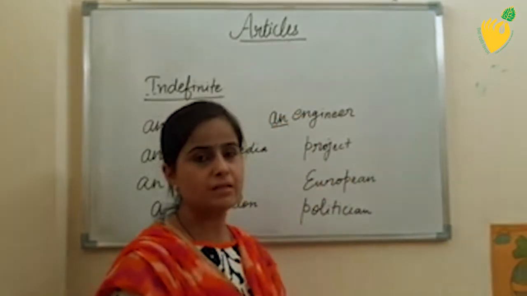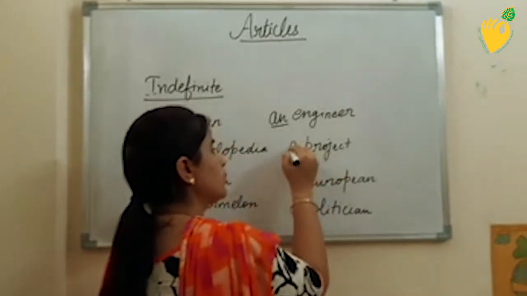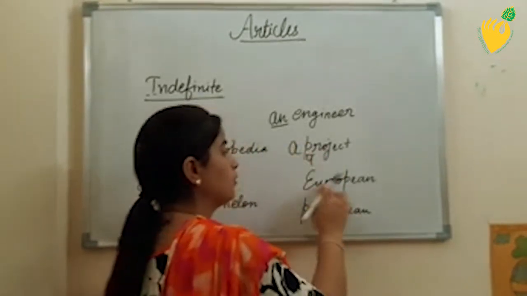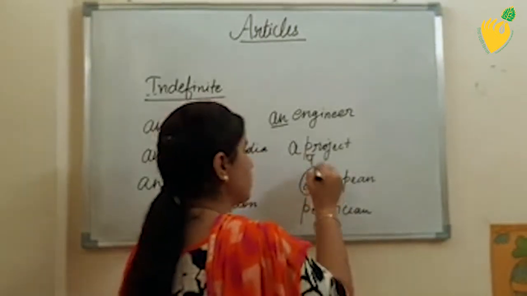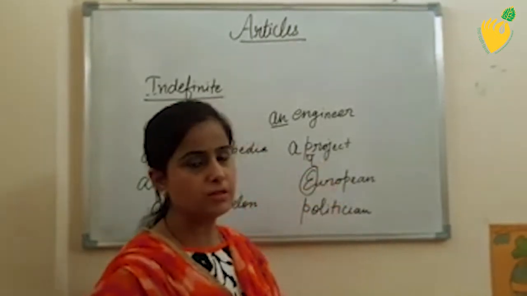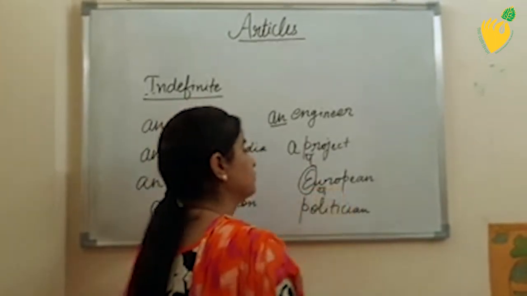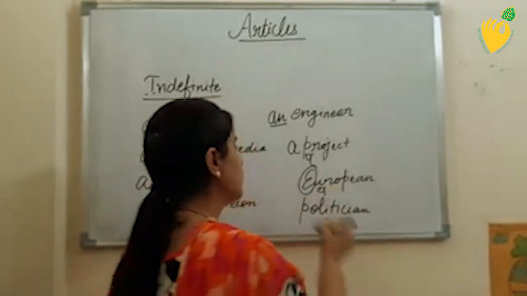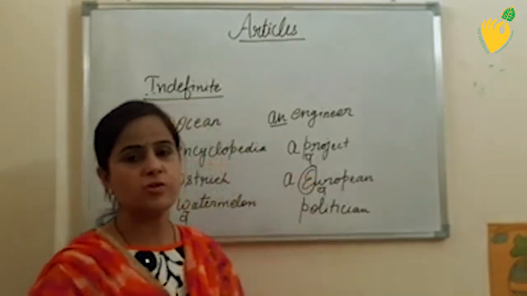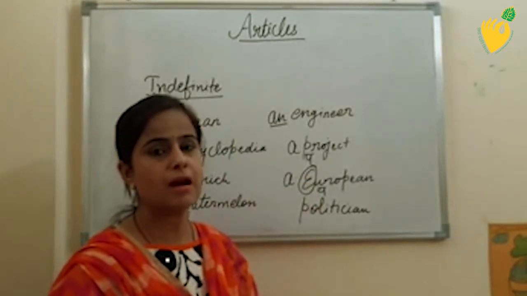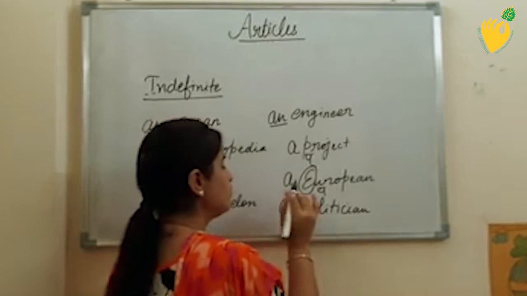Project. Project starts with the consonant sound "pa". So before project we will use a. European, its spelling starts with the vowel E, but its pronunciation starts with the consonant sound "ya". So before European we will use a. Last example is politician. Politician starts with the consonant sound "pa". So before politician we will use a.